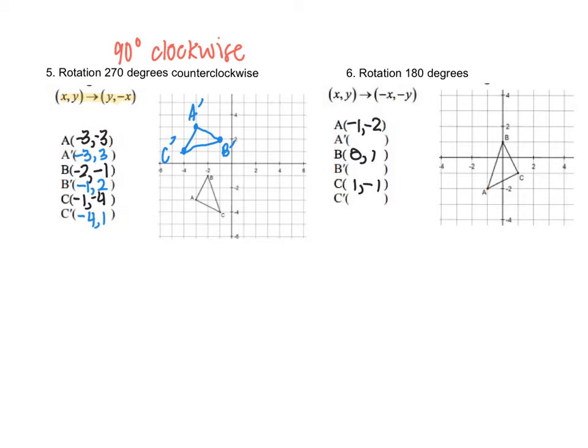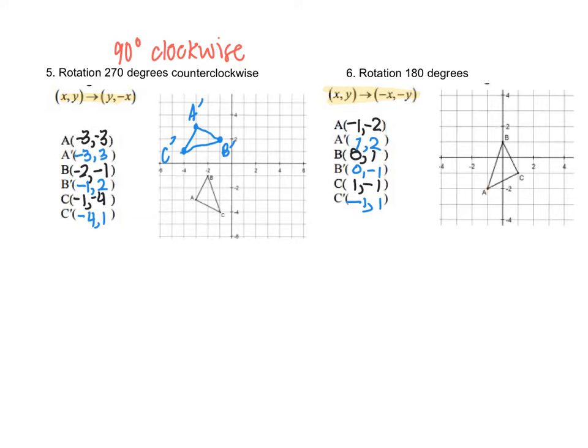The rule for a 180 degree rotation is to make x and y their opposite signs. So the opposite of -1, -2 is going to become 1, 2 for A prime. The opposite of 0, 1 is going to become 0, -1. And the opposite of 1, -1 is going to become -1, 1.